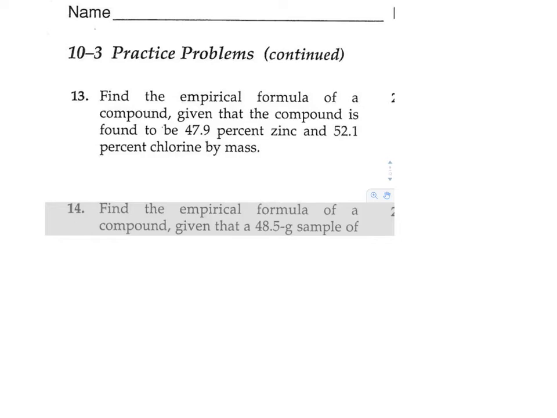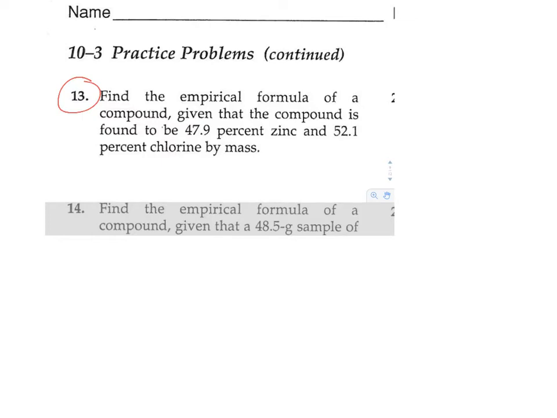We're going to choose one problem from the mole packet. I chose section 10.3, number 13, which is to find the empirical formula of a compound given that the compound is found to be 47.9% zinc and 52.1% chlorine by mass.